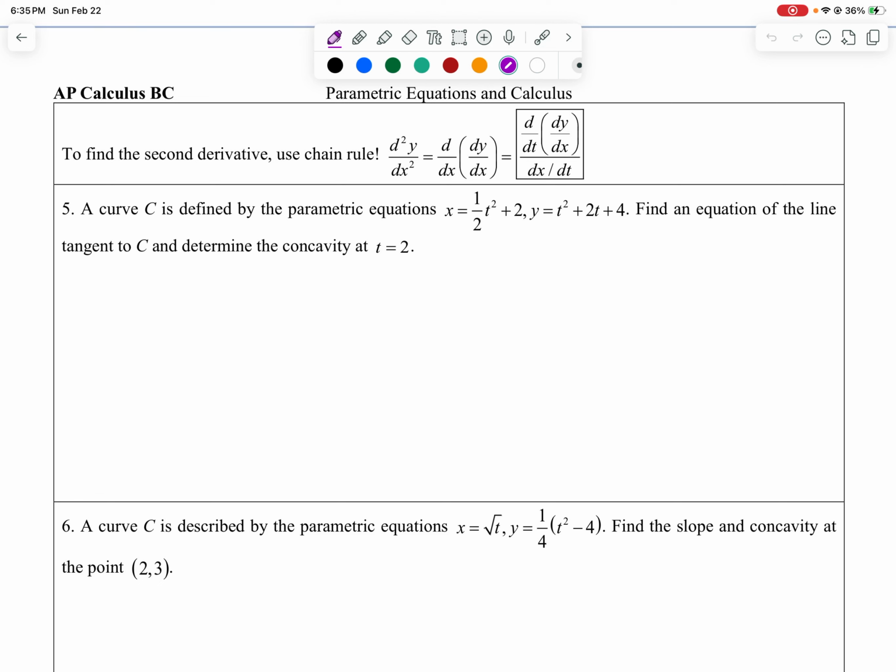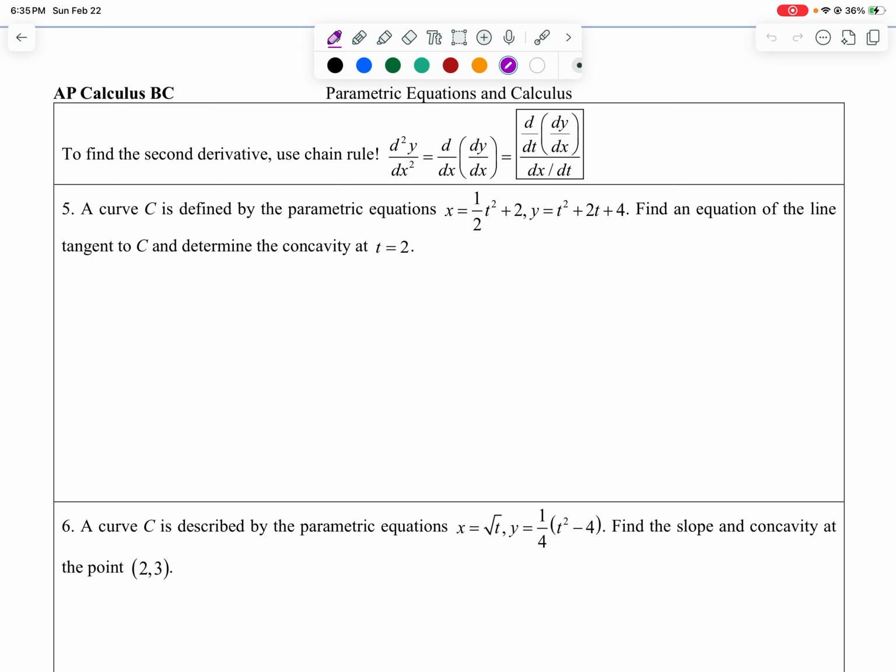Alrighty, in this second video, we are going to be talking about the second derivative and concavity. So we are just going to add on what we did in the first video with the first derivative, but now with concavity. So let's say that we have a curve C. It's defined by these two parametric equations.